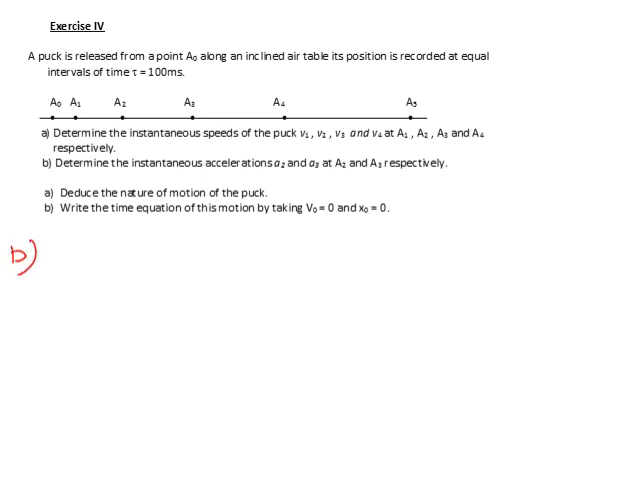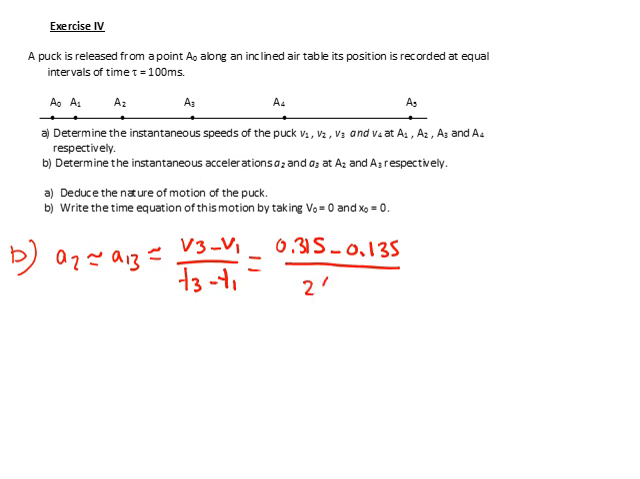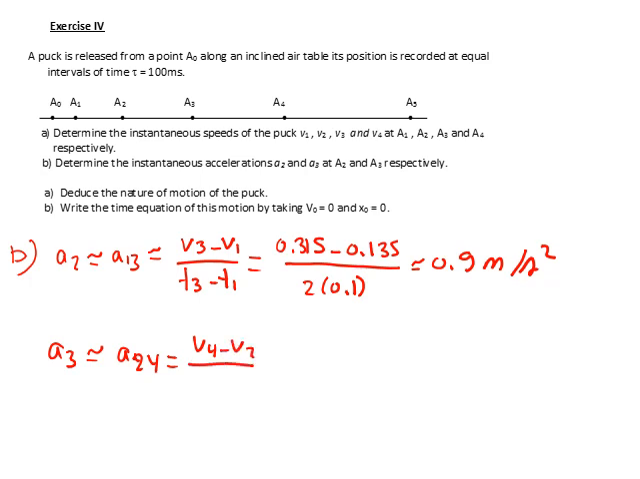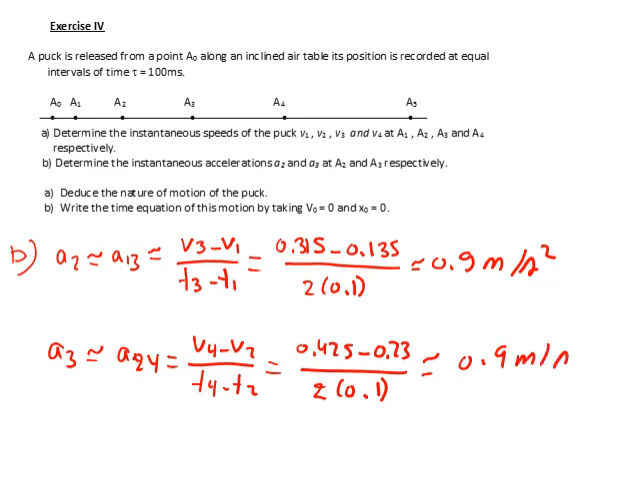Now B, determine the instantaneous accelerations A2 and A3 at A2 and A3 respectively. A2 approximately A13 equals V3 minus V1 over T3 minus T1, equals 0.315 minus 0.135 over 2 times 0.1, which is approximately 0.9 meter per second square. Now A3 approximately equals A24, V4 minus V2 over T4 minus T2, equals 0.425 minus 0.23 over 2 times 0.1. It is approximately 0.9 meter per second square.